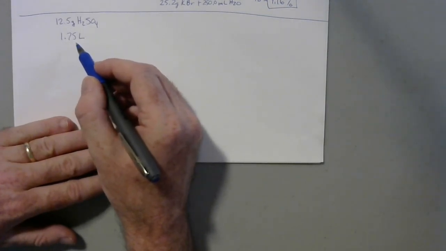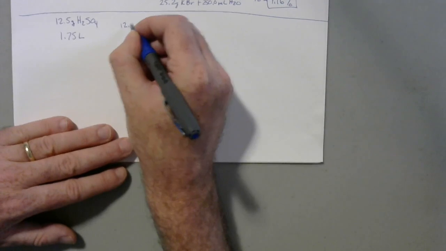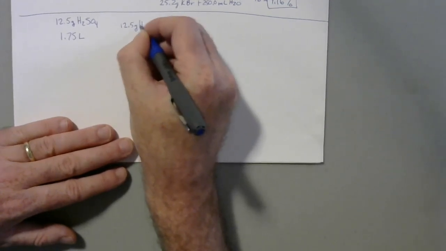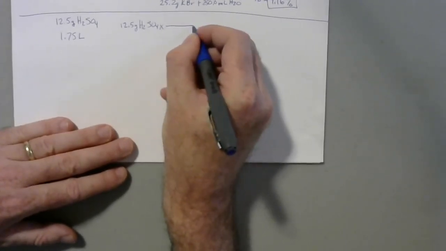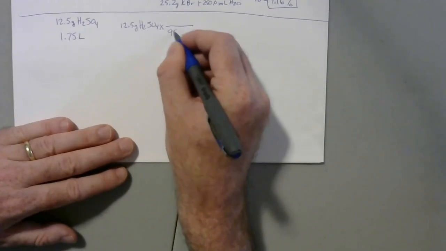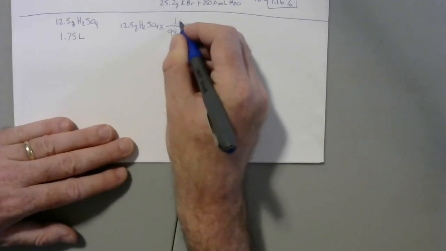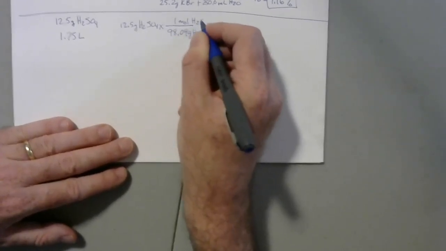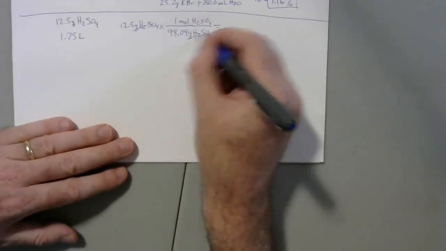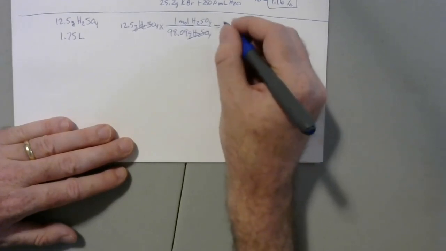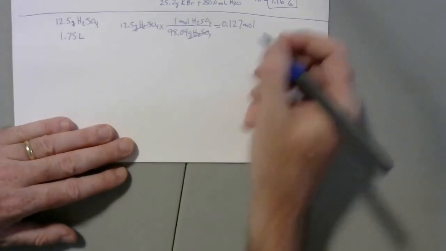So you could work this all as dimensional analysis, but we can split it up so it'll make a little bit more sense. So we start with the 12.5 grams of sulfuric acid. Sulfuric acid, I'll give you the molar mass for time's sake, is 98.09 grams of sulfuric acid per 1 mole of sulfuric acid. Now, that'll give you the moles of sulfuric acid, which is 0.127 moles. That's our intermediate.